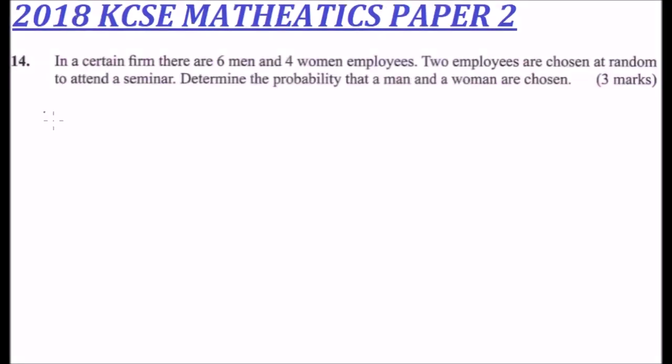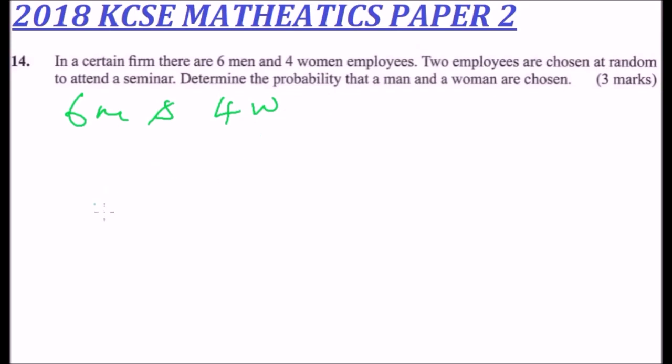So in this question, we are told in a certain firm, there are 6 men and 4 women employees. 2 employees are chosen at random to attend a seminar. Determine the probability that a man and a woman are chosen. Now, in this case, we have 6 men and 4 women, and we are told to determine the probability that a man and a woman are chosen.